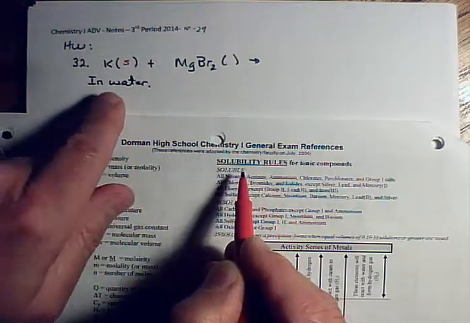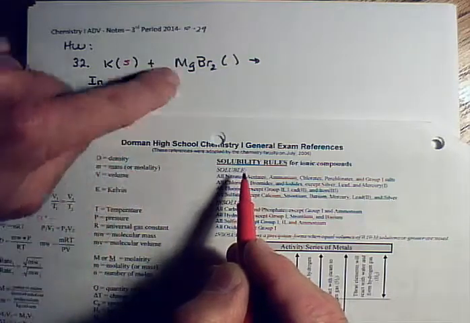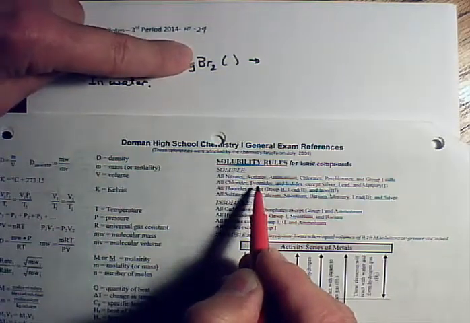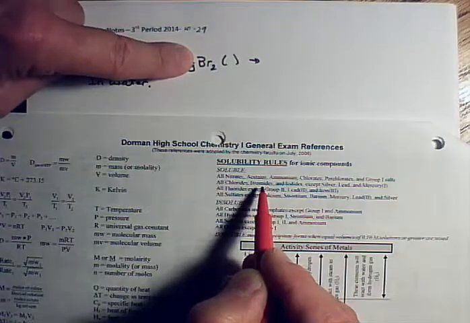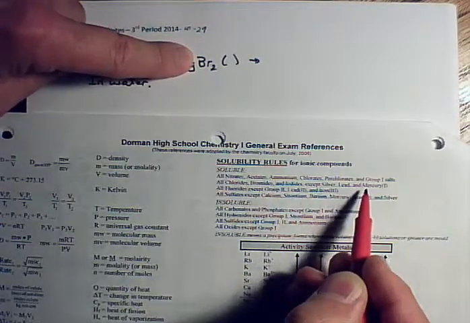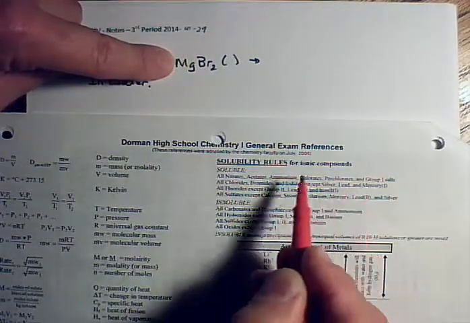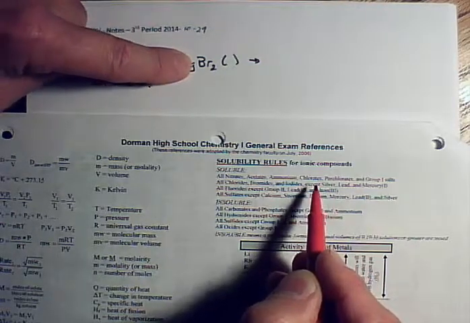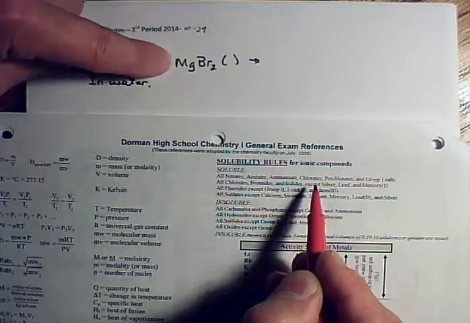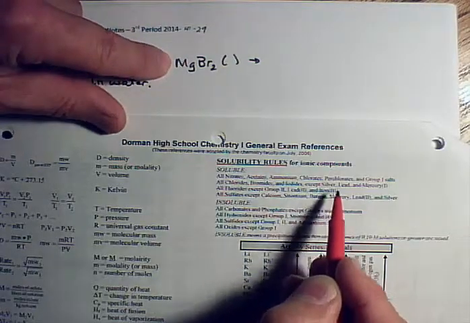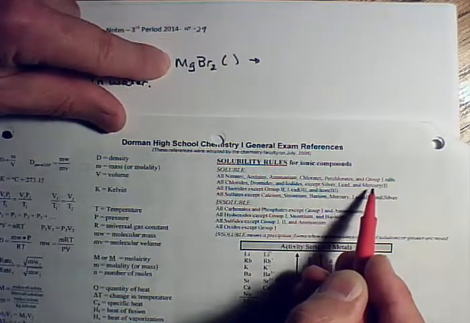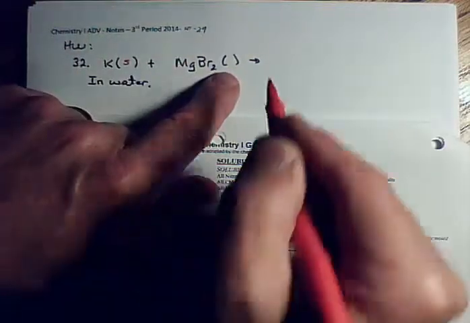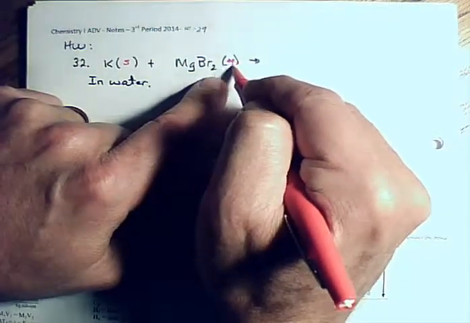So if there's water around, and I said there is water around, then this bromide compound ought to be soluble unless there's an exception. Okay? Well, magnesium is not one of the 3 exceptions. The 3 exceptions are bromide bonded with silver, or bonded with lead, or bonded with mercury 1. So that's not an exception, so this is indeed aqueous, okay?